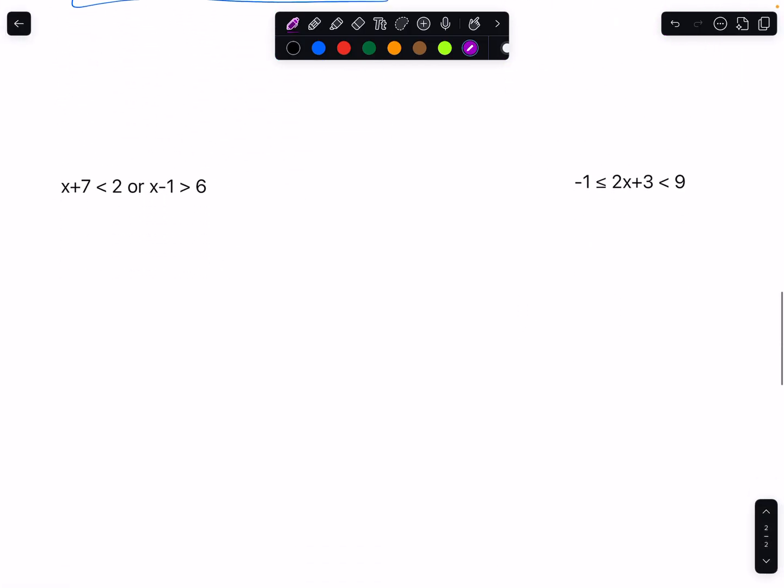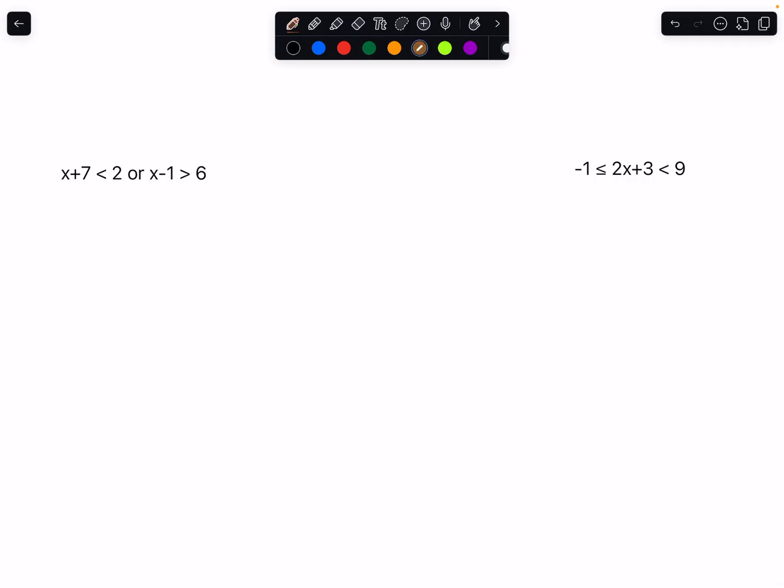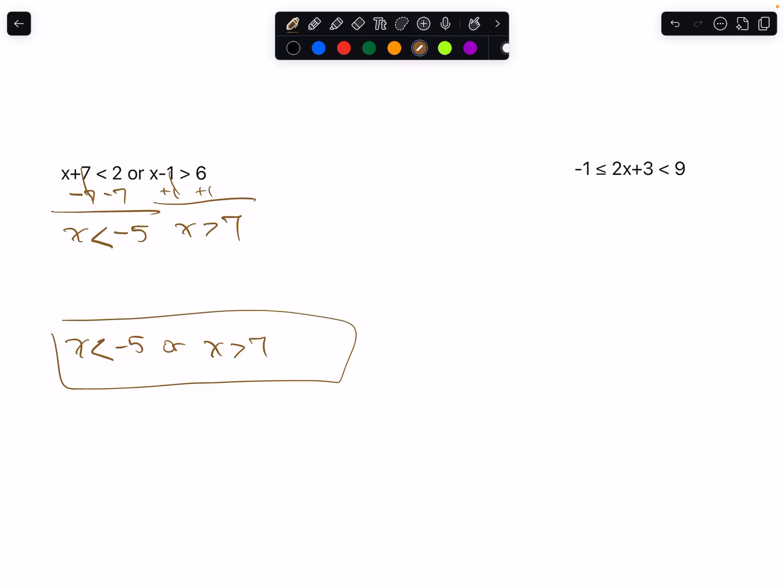This is our last set of questions. Do it in brown. Look on the "or" side, we -7 on both sides. x is less than -5. Plus 1 for the other side. x is greater than 7. So here our value says x is less than -5 or x is greater than 7. That's 1.